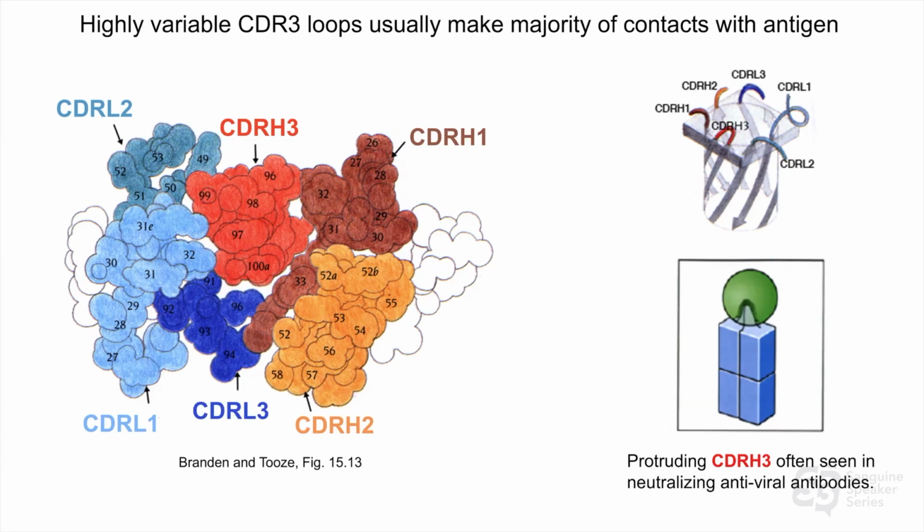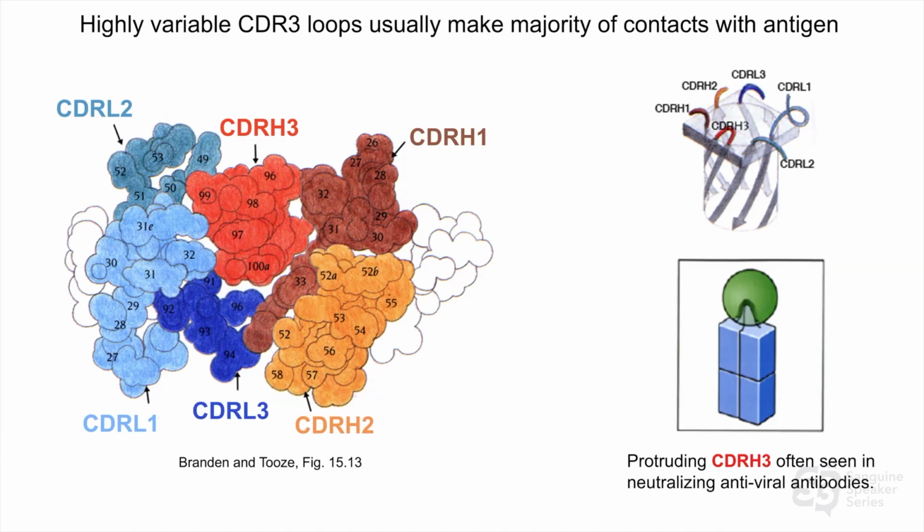The CDR3s are in the center, and then in all antibodies, the CDR1s and 2s are on the sides. So in the center, you have these CDR3 loops, and there are various genetic reasons that those have more diversity when you compare antibody sequences. And what's been found in surveys, especially of HIV antibodies, is that you often see protruding CDRH3s in neutralizing antibodies, especially against HIV.